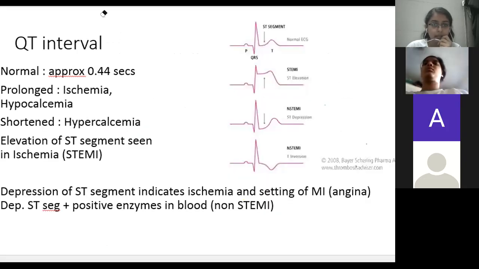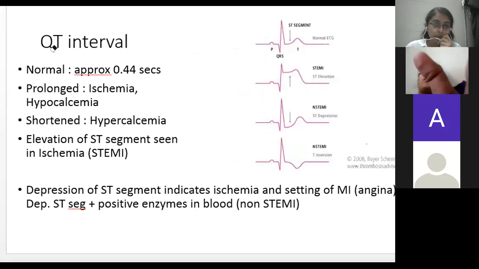Yes. And then there is QT interval. QT interval, as we know, starts from the depolarization of the ventricles to the end of repolarization of the ventricles.